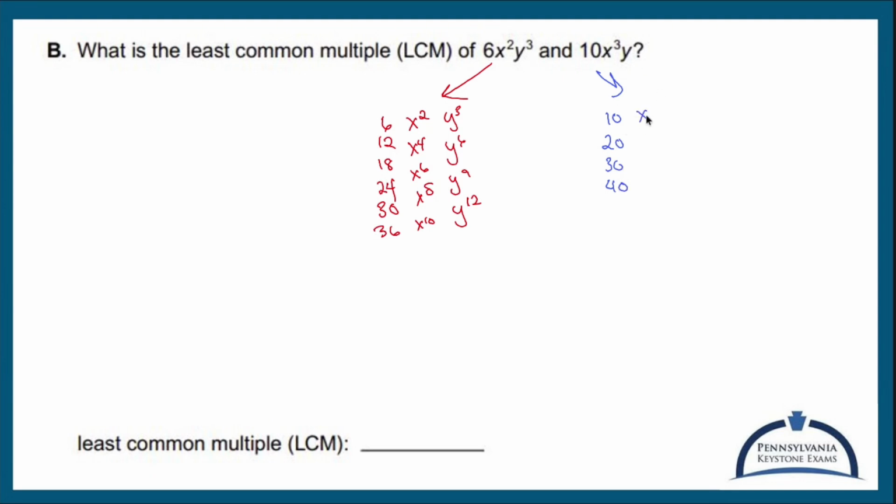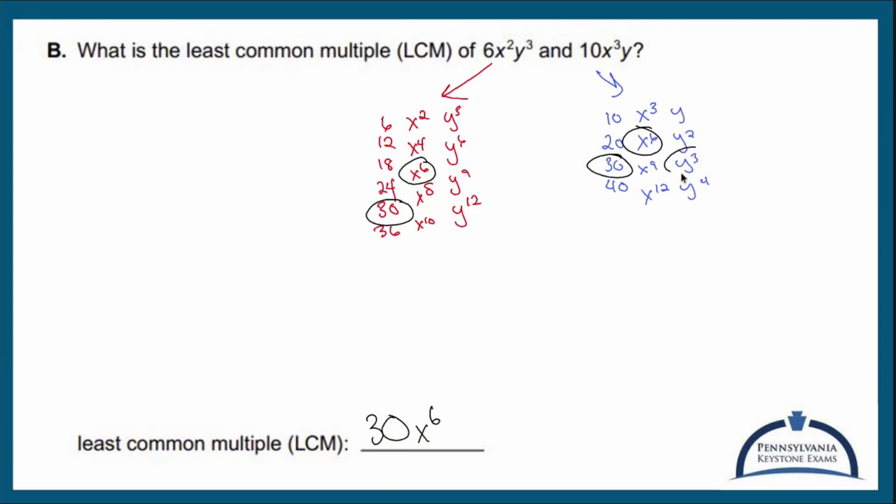X to the 3rd could be x to the 3rd, x to the 6th, x to the 9th, x to the 12th. And y could be y, y squared, y to the 3rd, y to the 4th, and so on. So let's look at the numbers. 30, 30, match up. X squared, nope. X to the 4th, nope. X to the 6th, yup. That's my least common multiple.